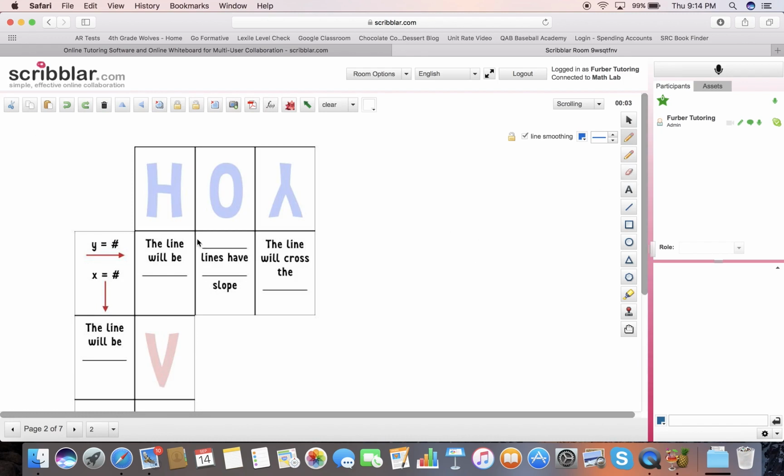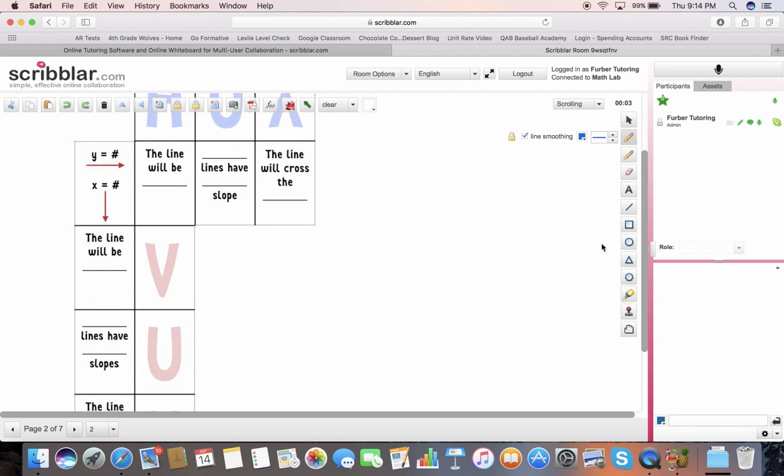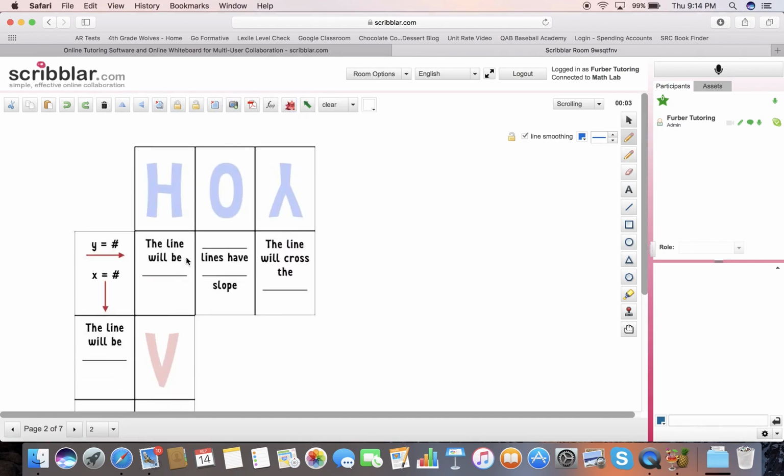So let's talk about what happens with HOY and VUX. So if you were to flip these up, you can see I kind of have a mirror image. This is what it would look like if I were to unfold them, okay? So let's talk about HOY first. So I mentioned to you that if an equation has only a y in it, that represents a horizontal line. The H stands for horizontal. So the line, if it has a y equals in it and only a y, the line will be horizontal. So we're going to write horizontal here.